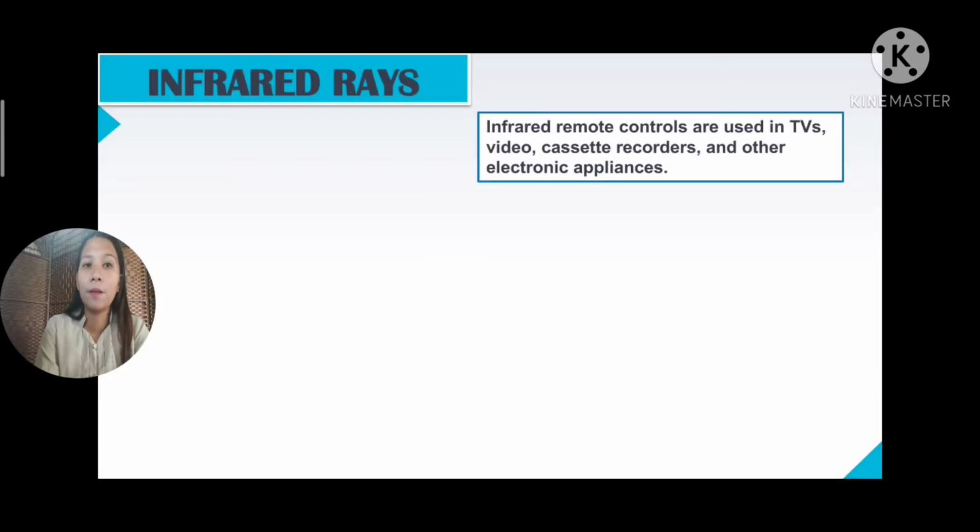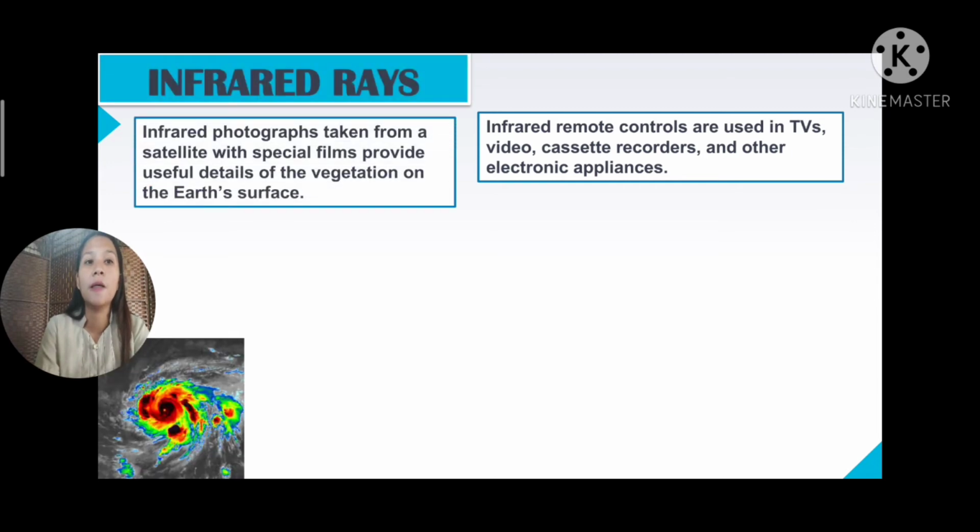Thus, we use infrared in remote controls, in TVs, video cassette recorders, and other electronic appliances. We also use infrared in photographs taken from satellite, with a special film, to provide useful details of vegetation on the Earth's surface.